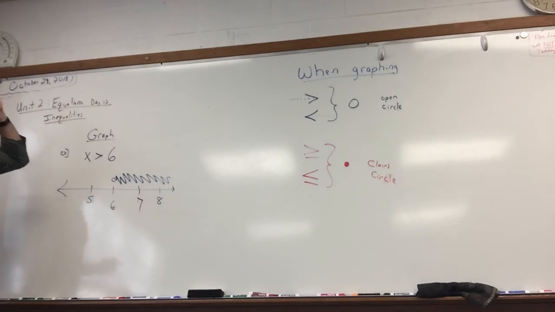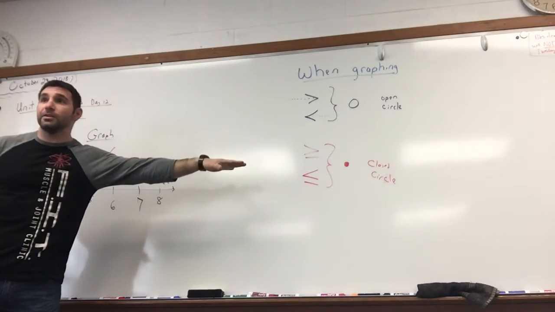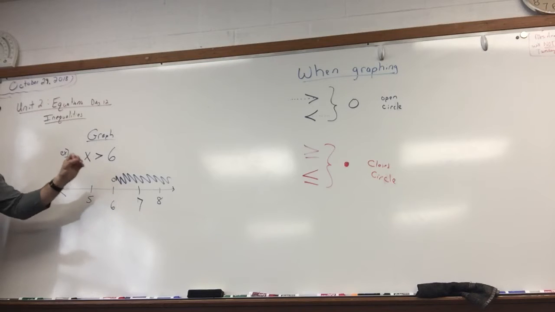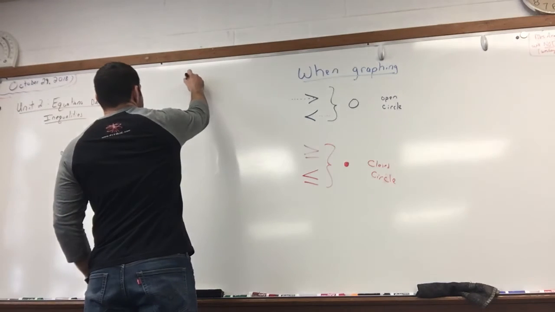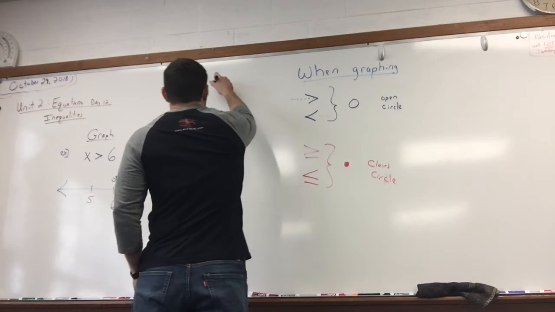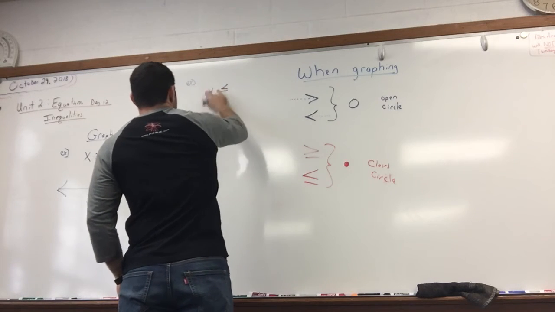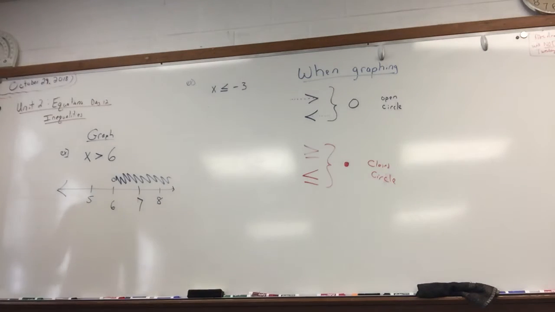But then Jackson said 1,000. This number line goes on forever. Will 1,000 be up there eventually? Yes. But is 6 an answer? No. That open hole means that is not part of the solution. Everybody with me? Okay. Let's try this one. Try this as an example.